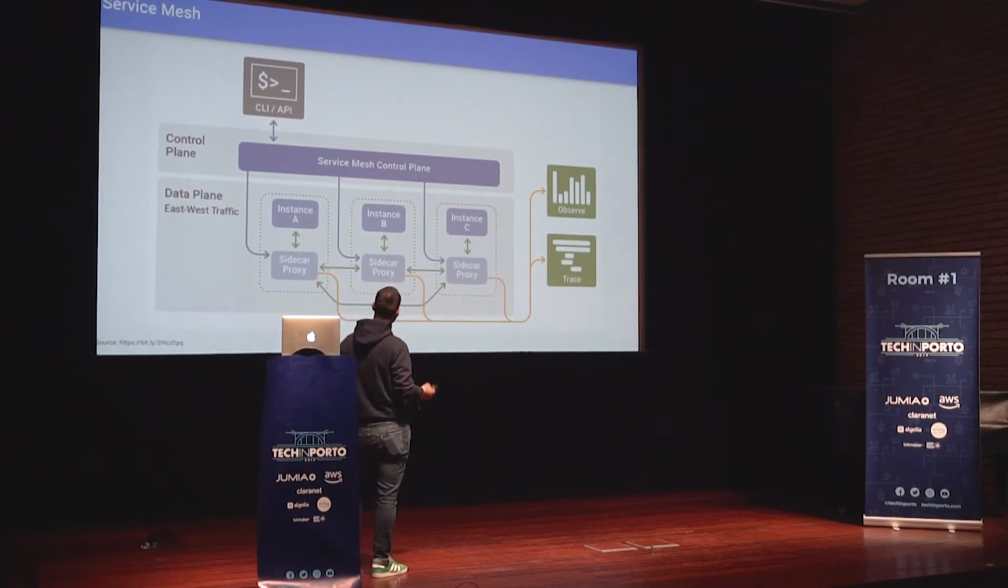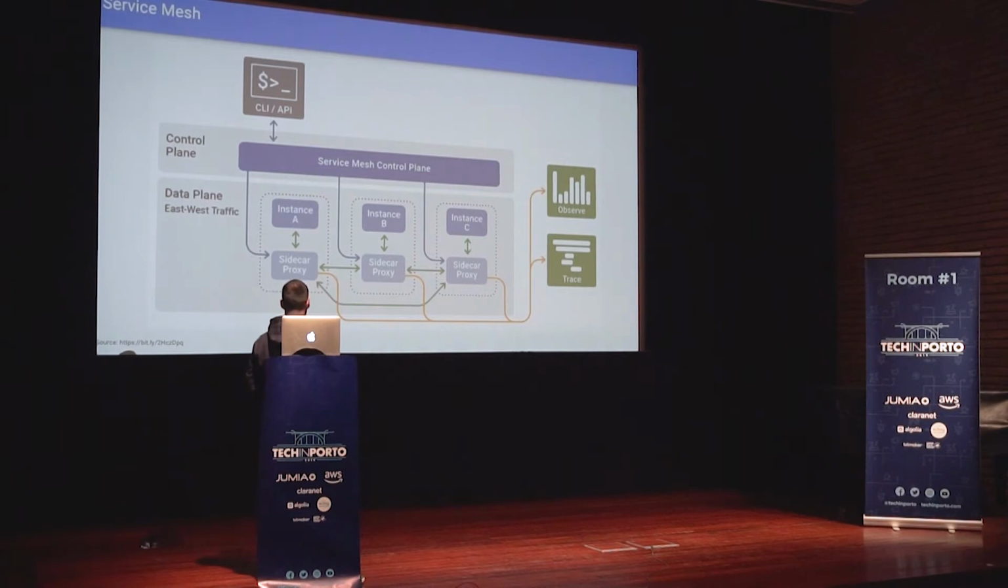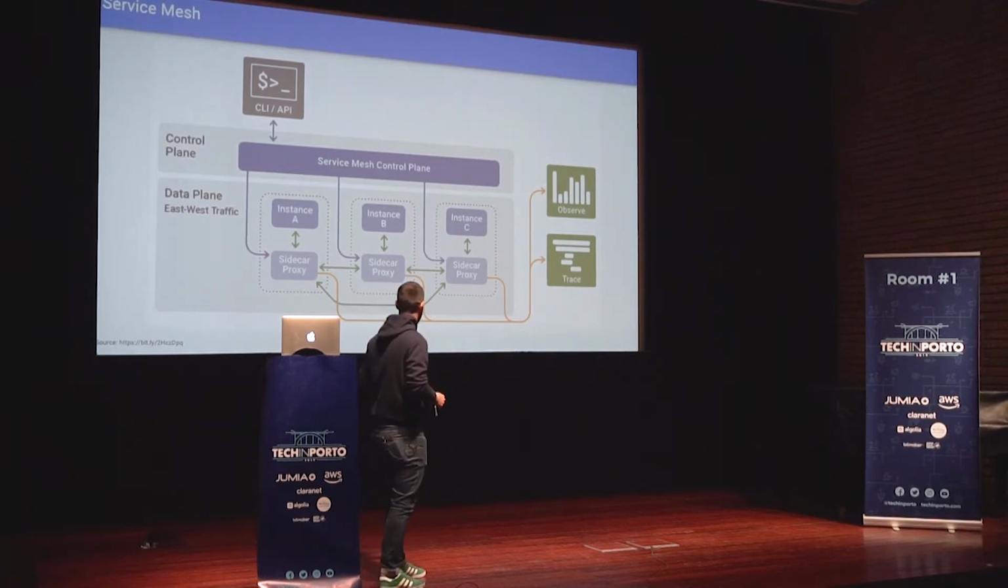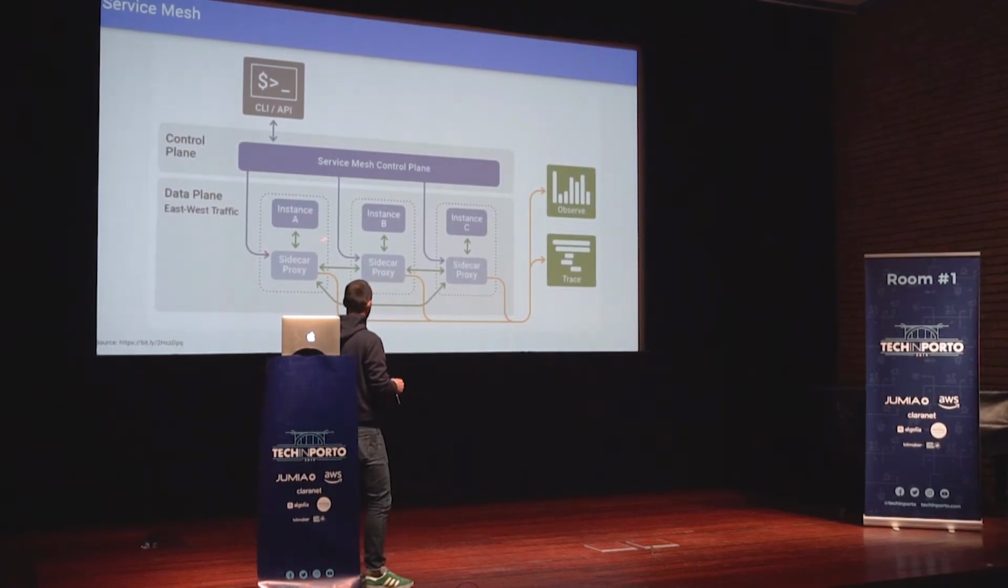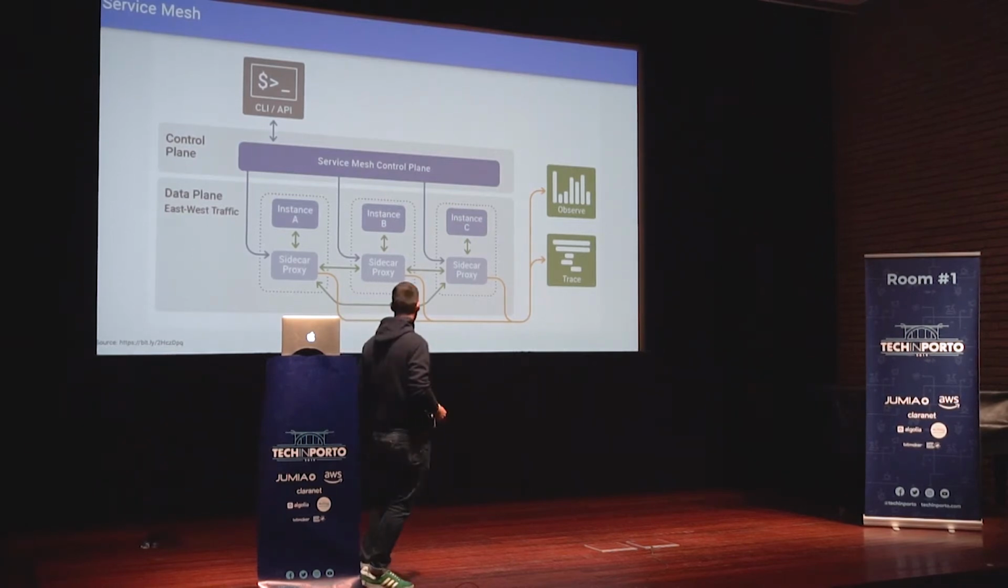So usually a service mesh is divided into two pieces, the data plane and the control plane. The data plane is where our apps will actually run. So here we have instances A, B, C of our apps, and as a sidecar, we'll have a proxy. What this means is that any request that our apps make will be proxied through the sidecar. They will come here and have a way to find other instances and communicate with them.